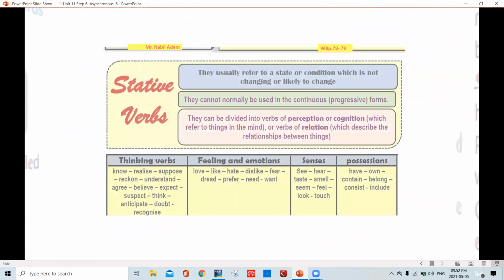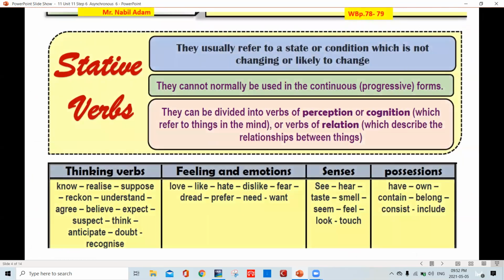Okay. Now, let's read this information about stative verbs and dynamic verbs. This is what we studied in lessons 4 and 5. Stative verbs usually refer to a state or condition which is not changing or likely to change.